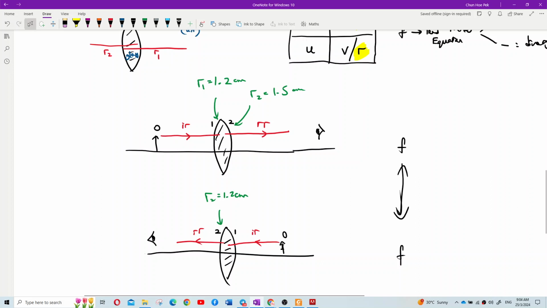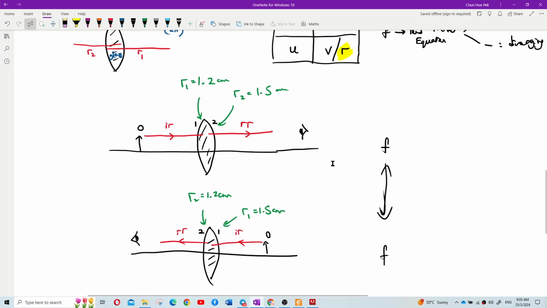Because the object is at the right hand side, this surface becomes R2 already, not R1. If the object is at the left hand side, then this is R1. If the object is at the right hand side, this is R2. Understand, class? But it's still the same length. And then for R1 here, it is still 1.5, class. So I just want to show you these two lengths are the same length. No matter whether you put the object at the left hand side or right hand side, you still get the same value of f. But you must follow the correct sequence.